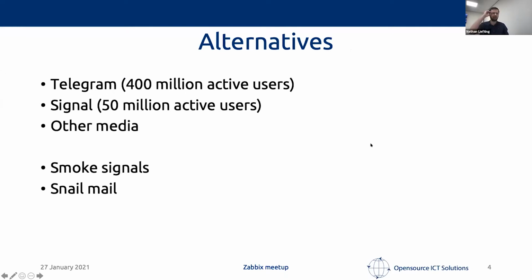Telegram has quite a big user base, according to their own sources, around 400 million active users. And Signal has around 50 million active users right now. But I think they went from like 20 million up to 50 million in just a month or so. So some of these alternatives would be great to start using now that WhatsApp updated their privacy policy, right?